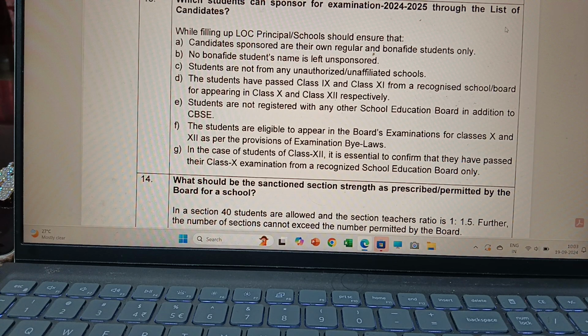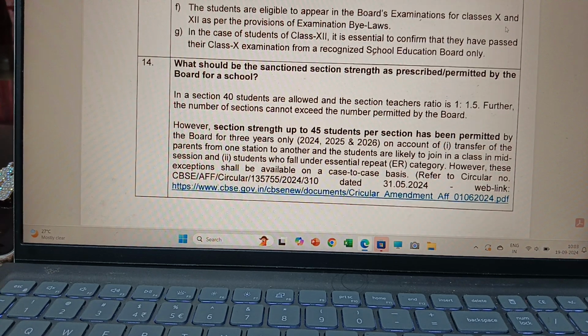Then what should be the sanctioned section strength as prescribed or permitted by the board for schools? In a section, 40 students are allowed, and the section teacher ratio is 1:1.5. Further, the number of sections cannot exceed the number permitted by the board.